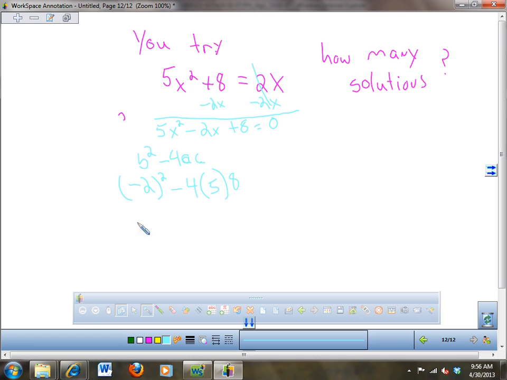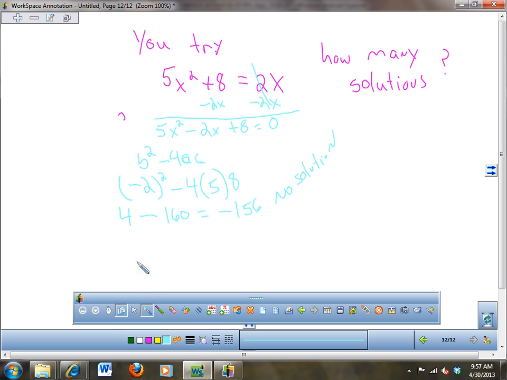And when I do that, negative 2 squared is what? Negative 2 times negative 2, 4. And negative 4 times positive 5 times 8 is a big negative 160, I believe. Yes? And so you get that number is definitely negative, right? Negative 156. And all you have to know is since that is a negative number, there's no solution. Isn't that easy? Easy, right?